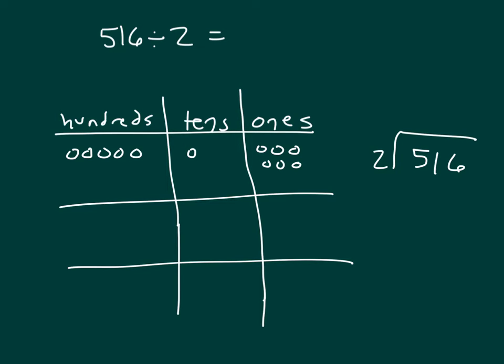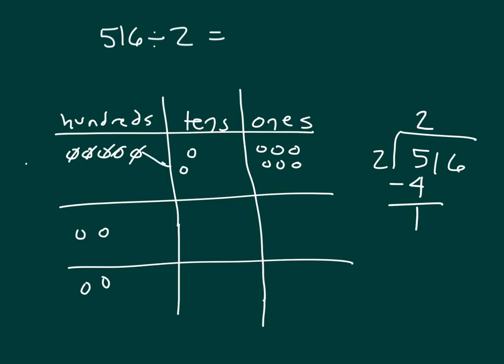So when we look at it within our long division, 2 goes into 5 how many whole times? Right, 2 whole times, because 2 times 2 is 4, and 5 minus 4 is 1. Within our place value chart, what that looks like is this. We take those 5 hundreds and we distribute them into those 2 groups. We do have that remainder of 1, just like there was a remainder of 1 inside of our long division.